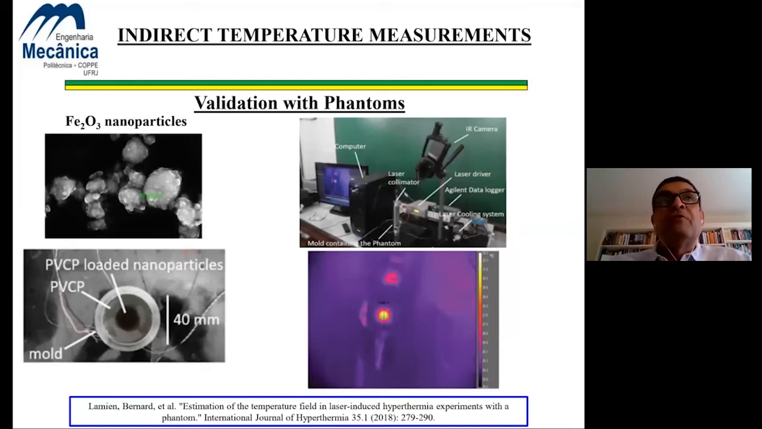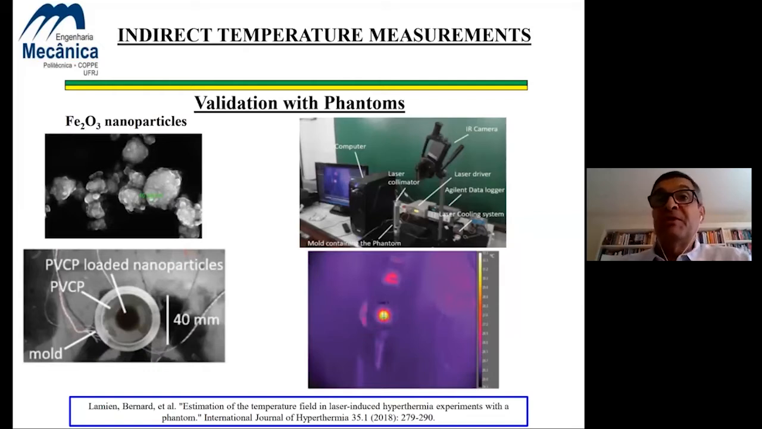The internal temperature of the phantom was monitored by thermocouples. We can see this in the figure on the left bottom, which is a top view of the phantom. This figure also shows the region containing the nanoparticles that mimic the tumor. The temperature of the surface of the phantom was monitored with an infrared camera, and we can see the experimental setup also in this slide, and a picture taken by the infrared camera while the phantom was being heated.